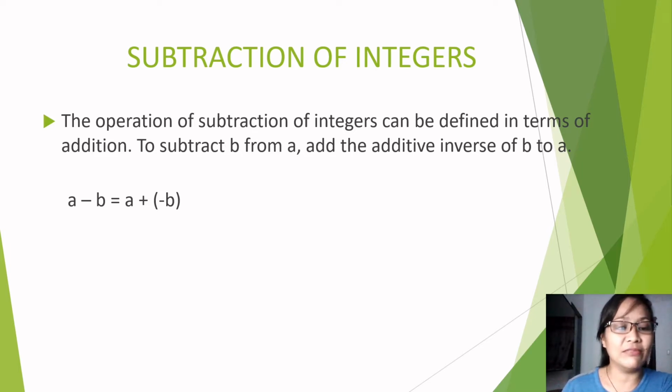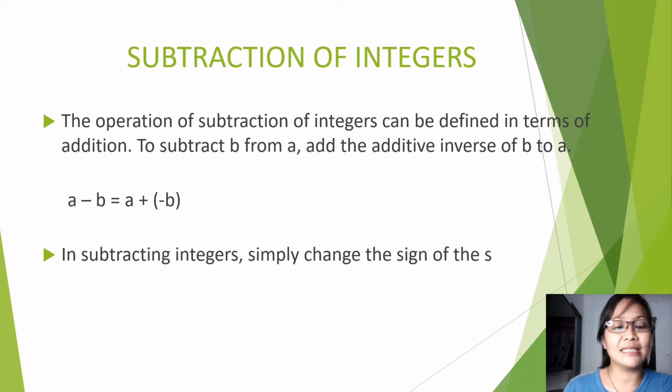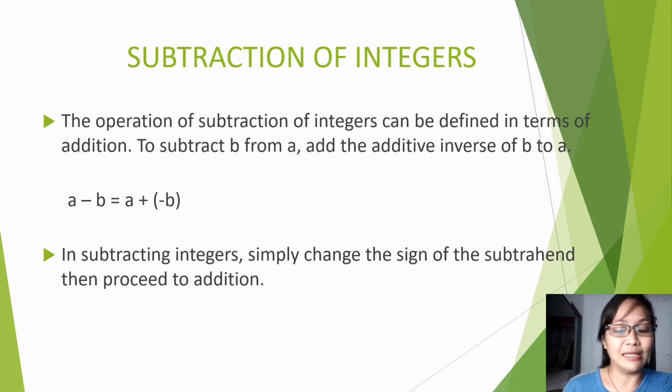So additive inverse means from subtraction, go to addition. And then kukunin natin ang opposite side ng b. So from positive to negative. In short, in subtracting integers, simply change the sign of the subtrahend. Then proceed to addition. Ito is pareho lang dito.